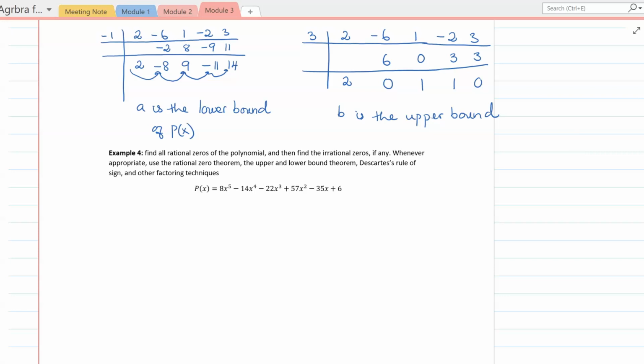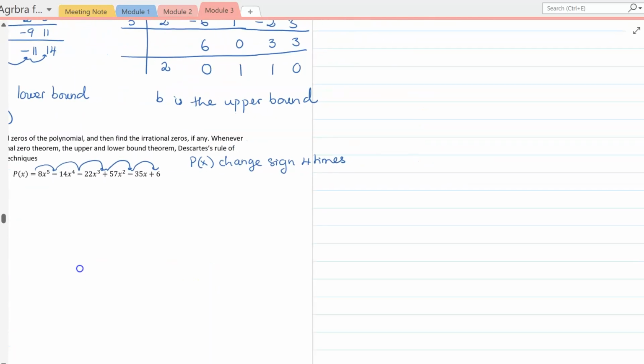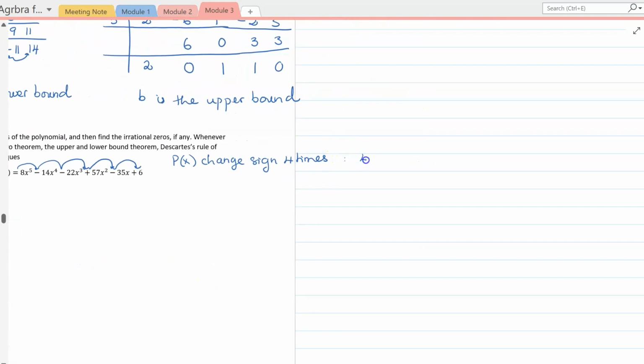So let's start with Descartes' rule of signs. P of x changes sign 1, 2, 3, 4 times. So P of x changes sign 4 times. So here we have 4, 2, or 0 possible positive real zeros.